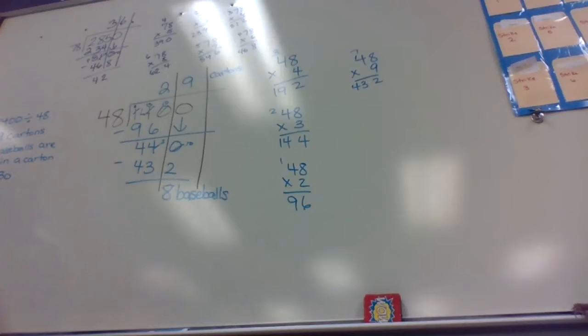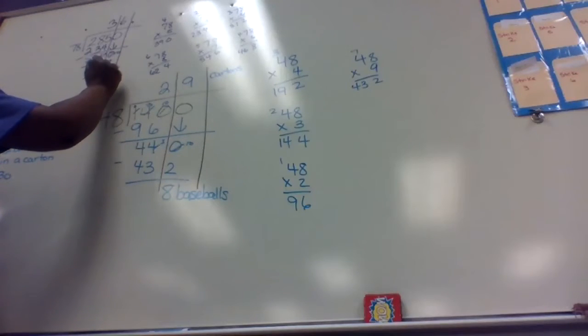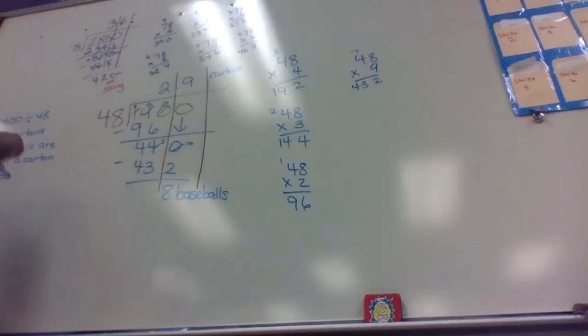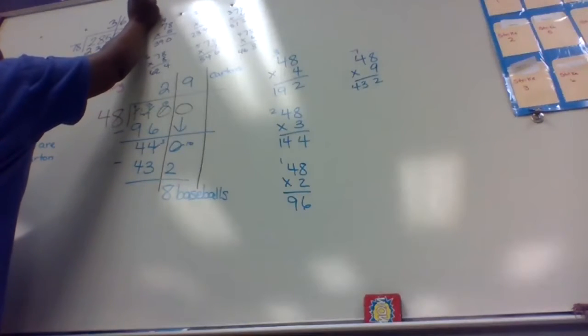Now, what do I have? You got 36. 42 is my what? Remainder. But what's remaining? 42 what? Centimeters. 42 centimeters of string. That's what's left over. And what does the 36 tell us? How many pieces he cut. 36 cut pieces.